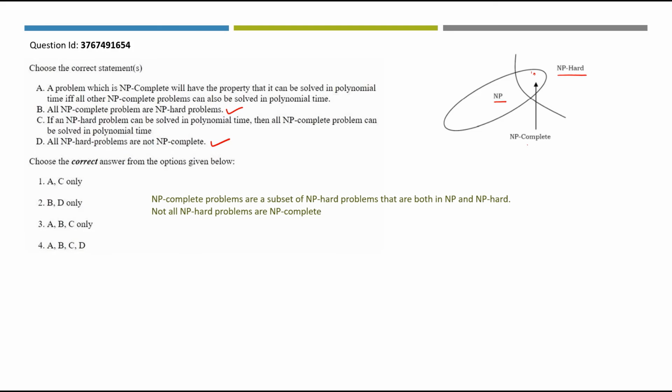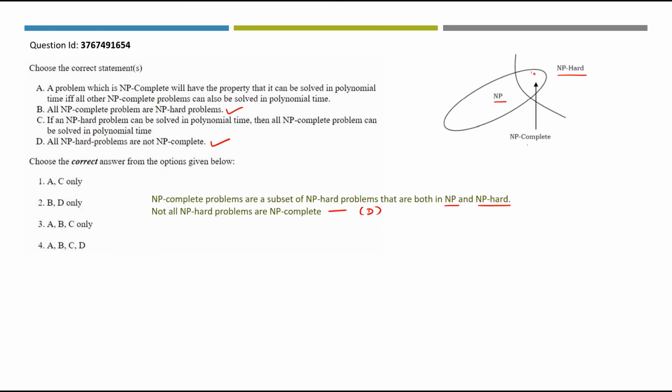NP complete problems are a subset of NP hard problems that are both in NP and NP hard. Not all NP hard problems are NP complete. This point is what they have rewritten in statement D. All NP hard are not NP complete is equal to not all NP hard are NP complete.